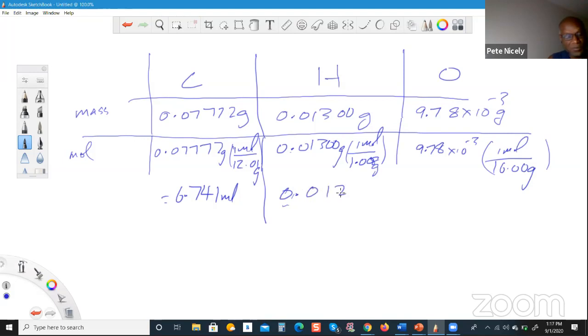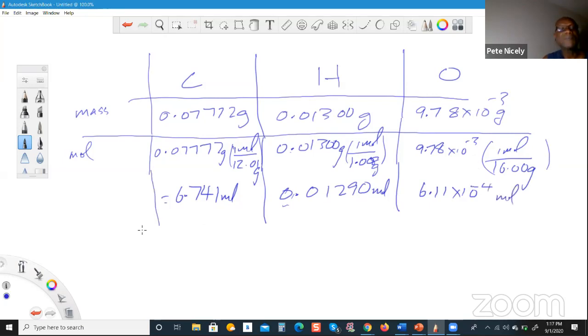0.1290 moles, all right? And then in the case of oxygen, 9.78 times 10 to the minus 3 divided by 16. And according to my calculation, I get, rounded off to 3 sig figs, 6.11 times 10 to the minus 4 moles, all right?